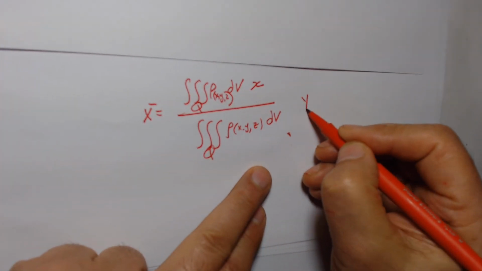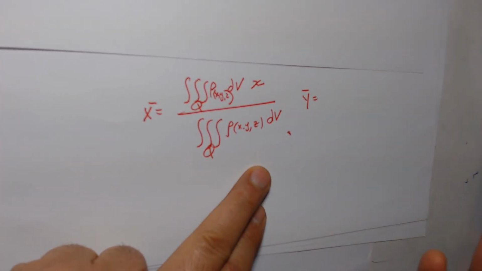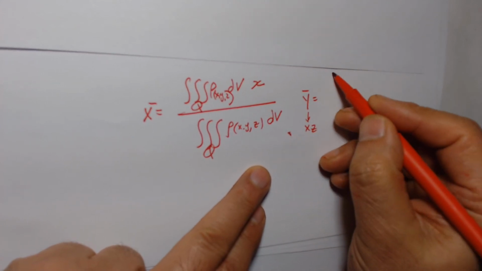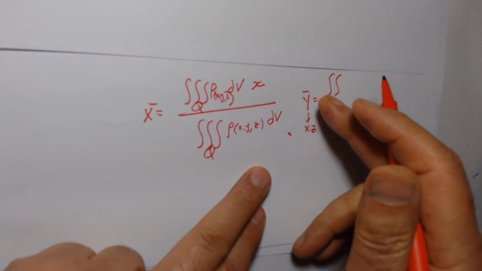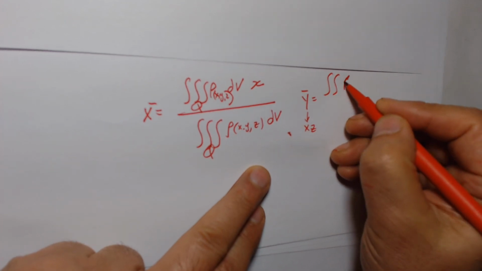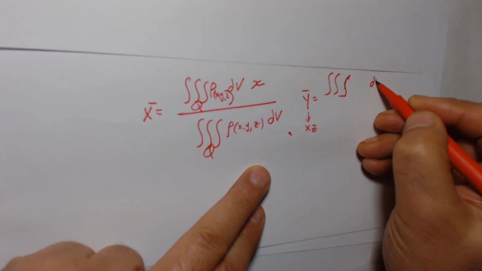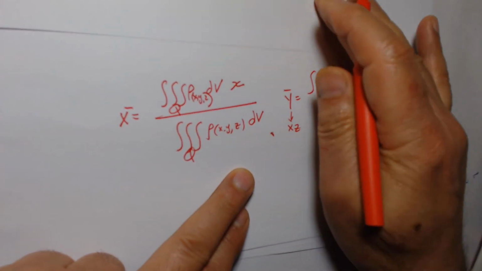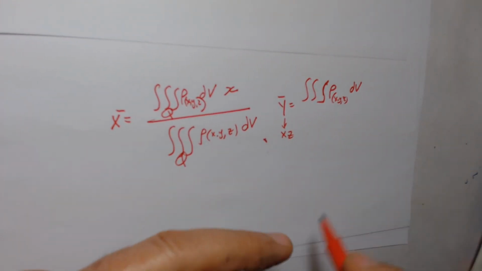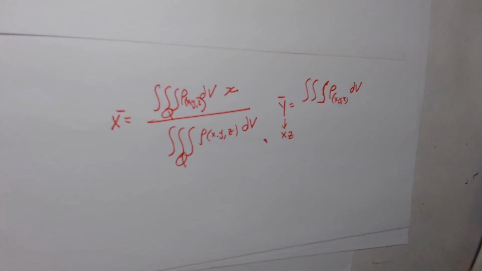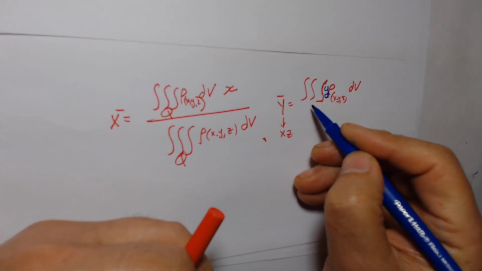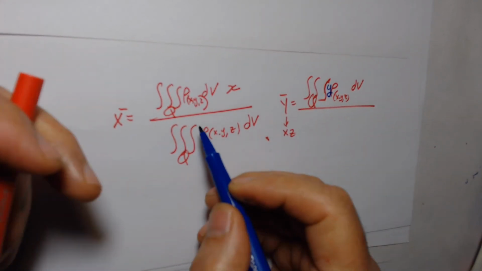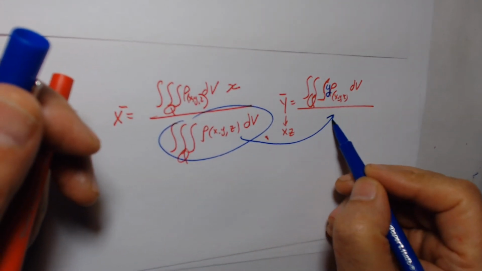But what is the y bar? Y bar is a distance from the xz plane. Therefore, the distance from xz is a y. You need a triple integral. That's the volume. That's your density. And I need a distance. That distance is a y. And that is your moment. But on the bottom it is going to be the same, no different.